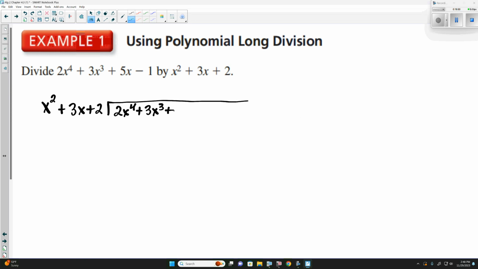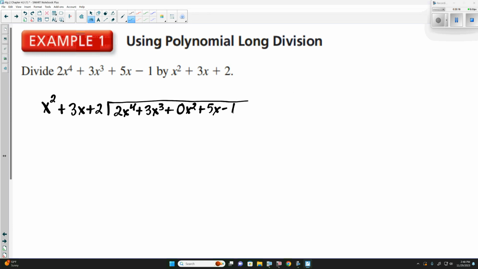Because our first term inside is x to the 4th, yes? Our next one's x cubed, yes? Or x squared. So we need 0x squared. If there is a term missing, we have to add it back in. I mean, we do have to add it in, but it's adding nothing to it. But we do need it. If there's any spots missing, we have to add it back in.